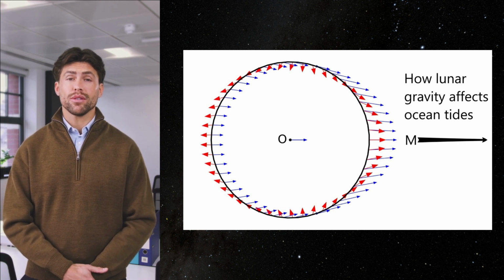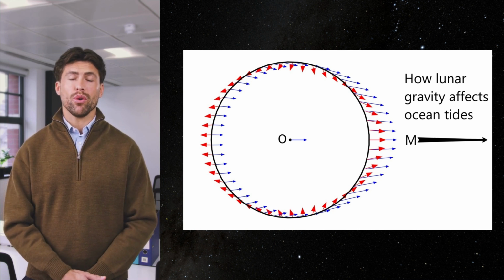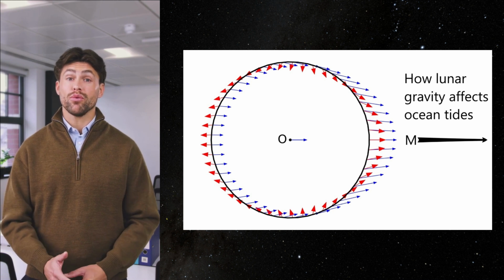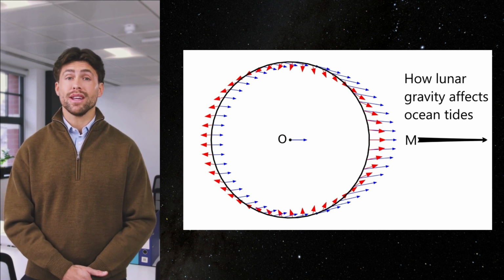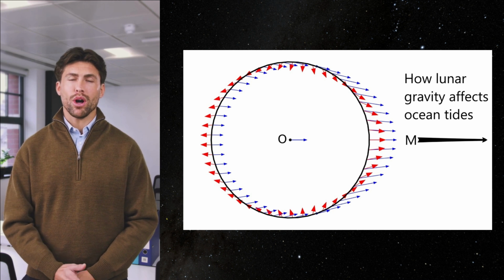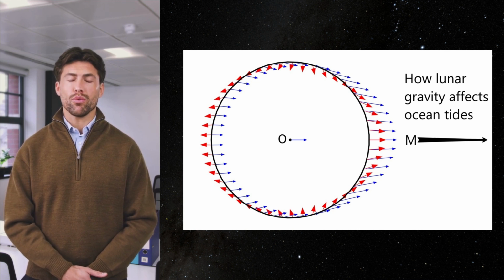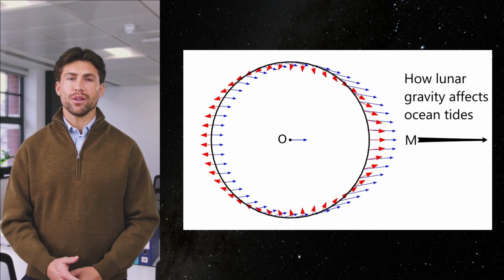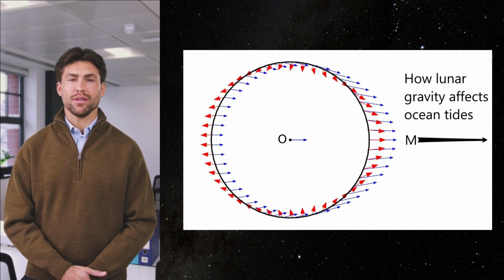In this image, the circle represents the surface of Earth. The blue arrows are acceleration vectors due to lunar gravity relative to the Moon's center, and the red arrows are acceleration vectors due to lunar gravity relative to Earth's center. It is the latter that produces the forces that alter ocean water levels.